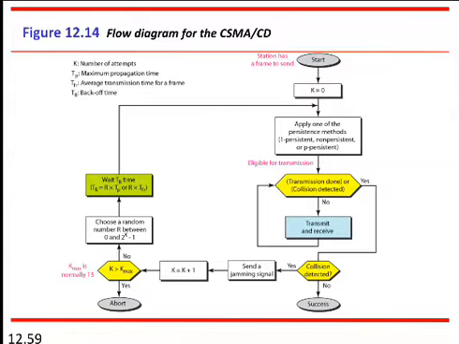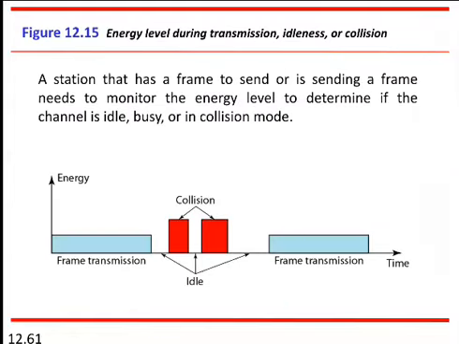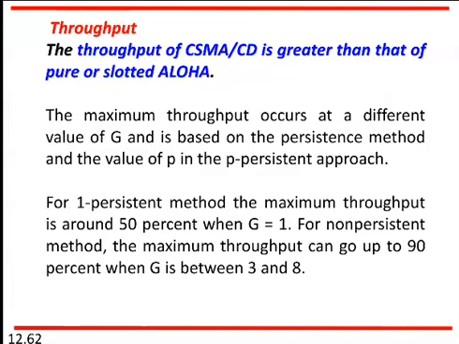And CSMA/CD is considered to be better, as the throughput obtained will be greater than that of the ALOHA protocols. Here the maximum throughput occurs at a different value of G based on the persistent method and the value of p in the p-persistent approach. For one-persistent, the maximum throughput is 50% when G is 1. For non-persistent, the maximum throughput can go up to 90% when the value of G is between 3 and 8.